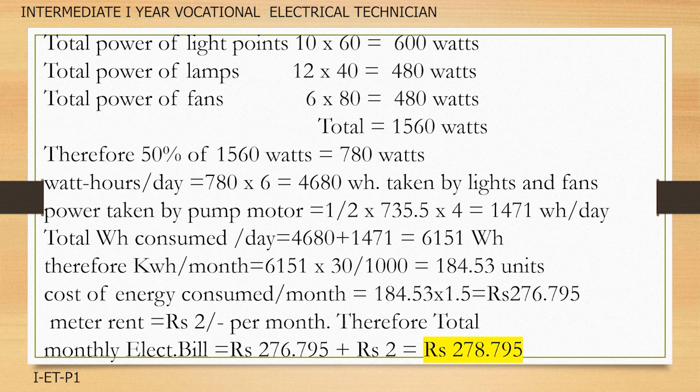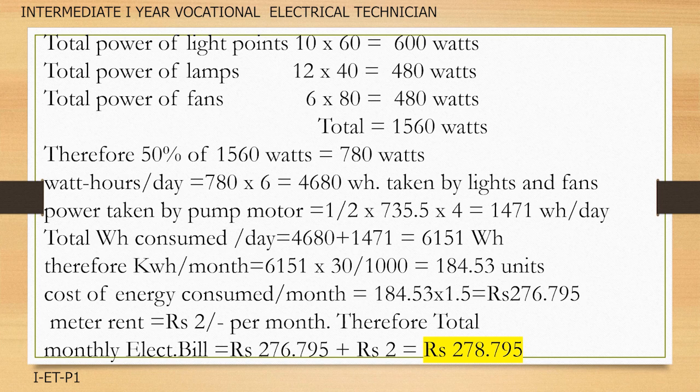Total watt hours consumed per day is equal to 4680 plus 1471, which is 6151 watt hours. Therefore, kWh per month is equal to 6151 into 30 by 1000, which is 184.53 units. Then the cost of energy consumed per month is equal to 184.53 into 1.5, since 1 rupee 50 paisa is the unit cost.